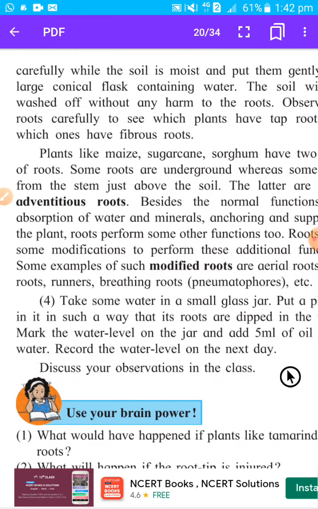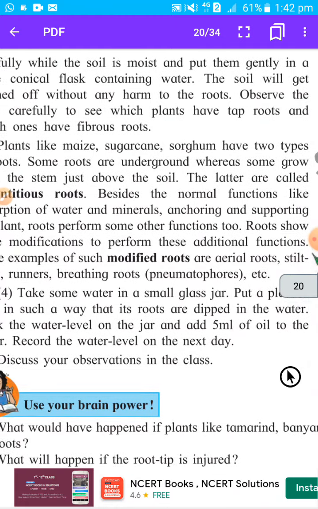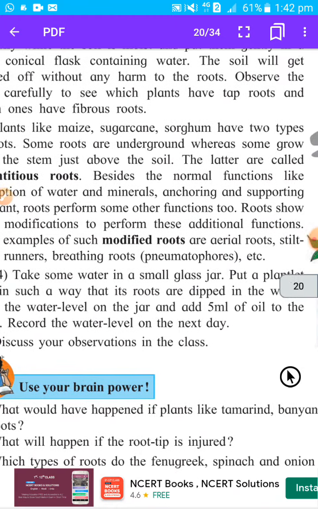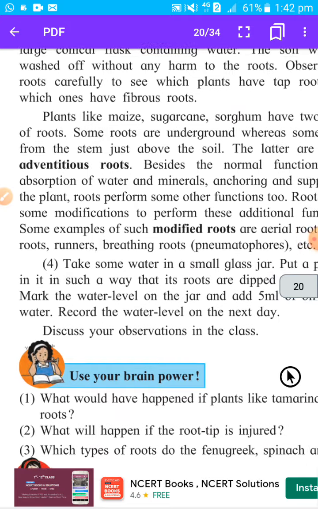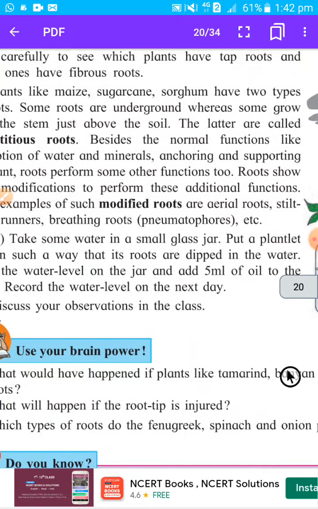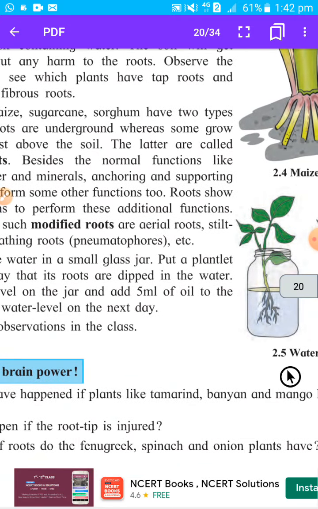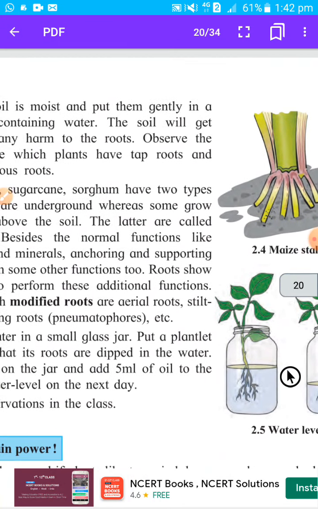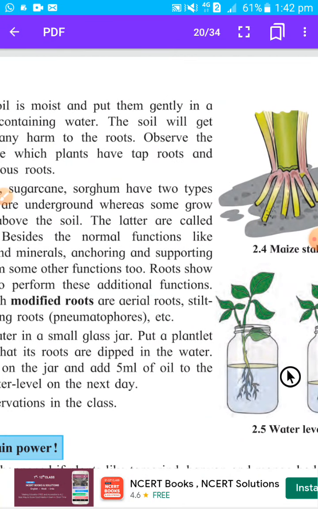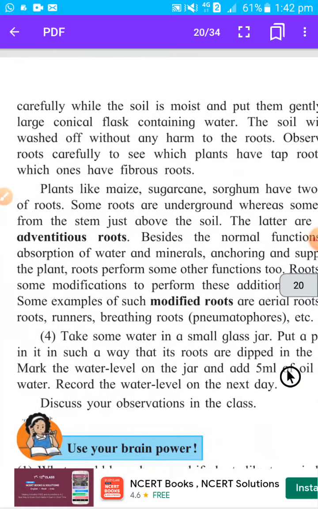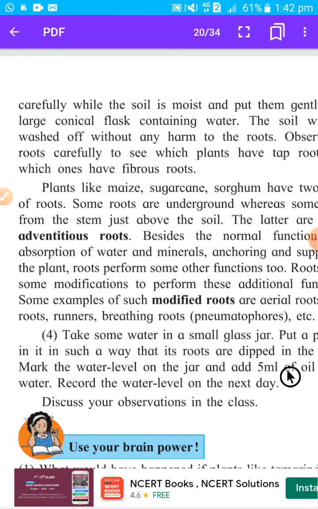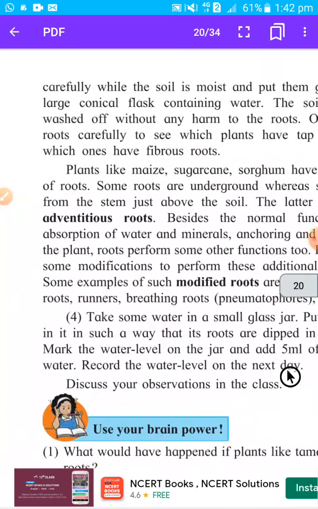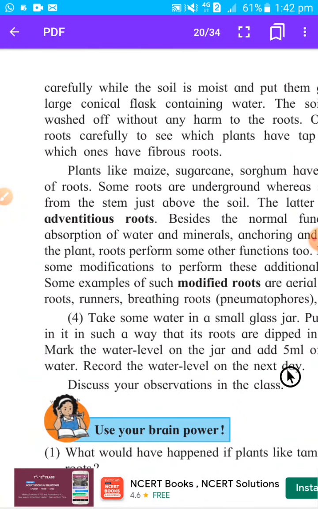Then plants like maize, sugarcane, sorghum have two types of roots. Some roots are underground, whereas some grow from the stem just above the soil. In maize, sugarcane, sorghum, meaning jawar, some roots grow in the soil, while some roots grow from the stem above the soil. The latter are called adventitious roots. These roots are especially for giving support.